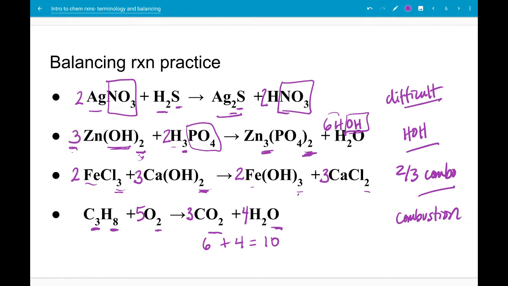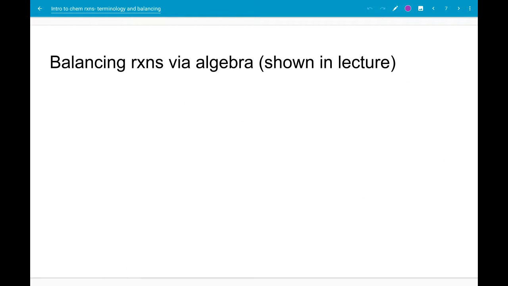Now, if this doesn't work, let's say it's not divisible by 2, then you're going to double the coefficient and then balance the whole thing. And then if that doesn't work, double it again. And if that doesn't work, double it again. So what I'm saying is don't do any iterations where you have a 5 or a 7 or something there to balance. So that's typically how we do balancing reactions.